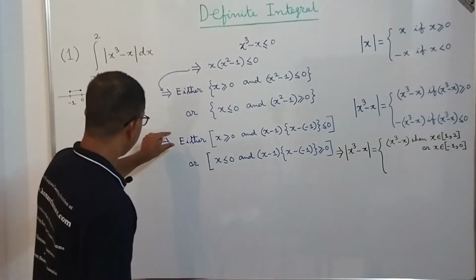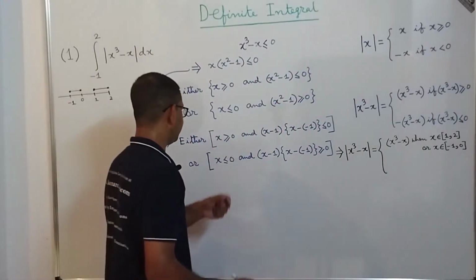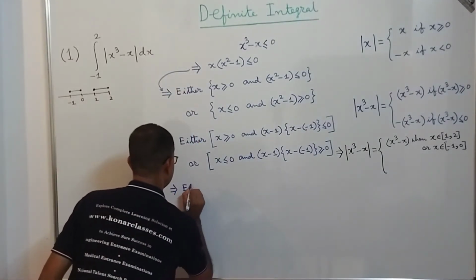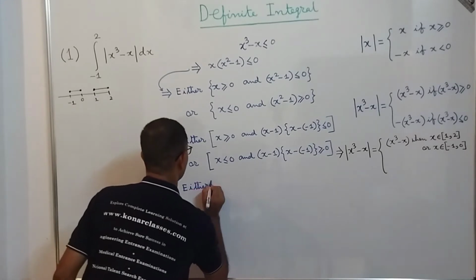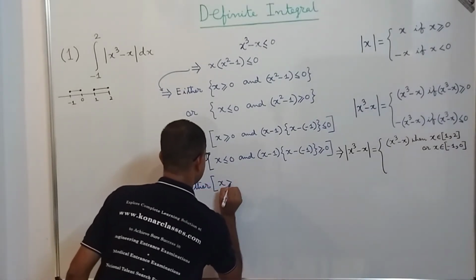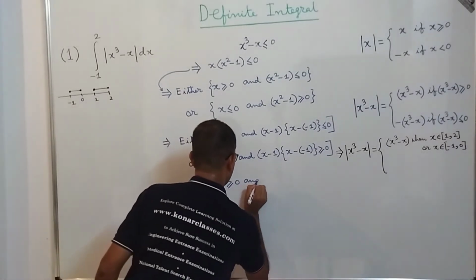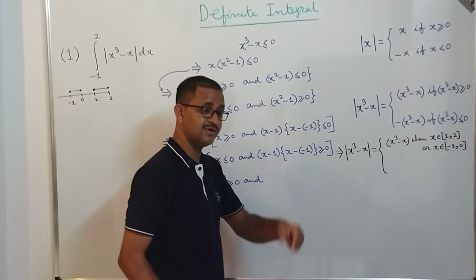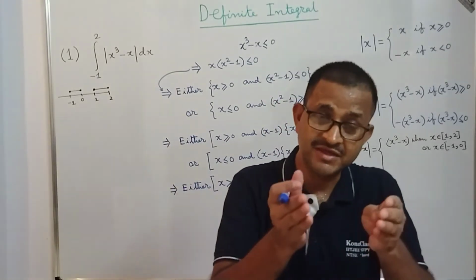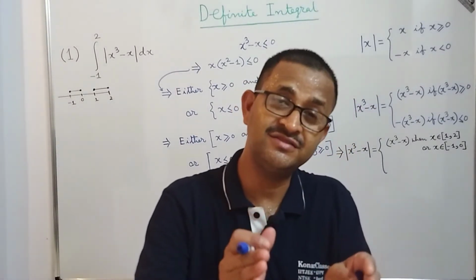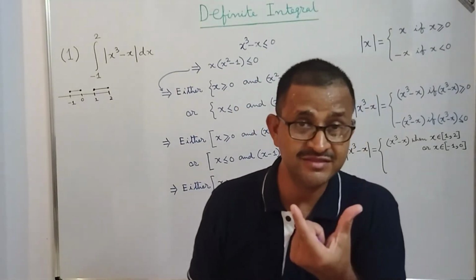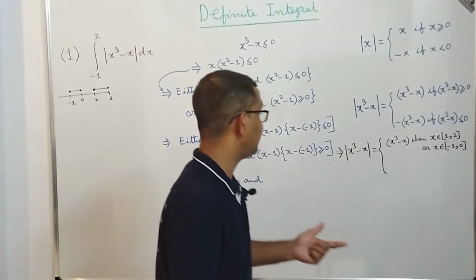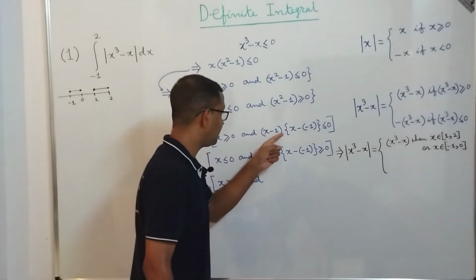Now let's look into the first part, that x is greater than or equal to 0. Let me write it here, dear students. This implies either x is greater than or equal to 0 and x minus 1 into x minus minus 1 is less than or equal to 0. That means x minus alpha into x minus beta is less than or equal to 0, which means x is in between the minimum of alpha and beta and the maximum of alpha and beta. So what are alpha and beta respectively? They are 1 and minus 1.